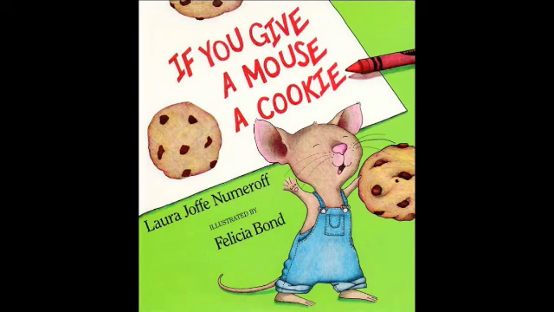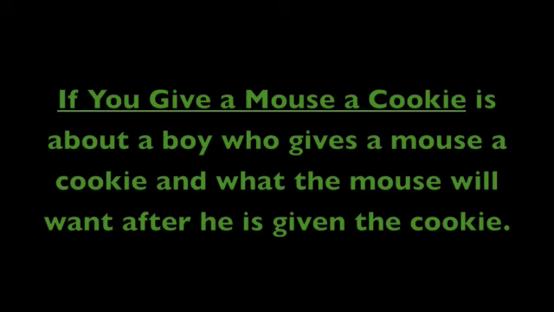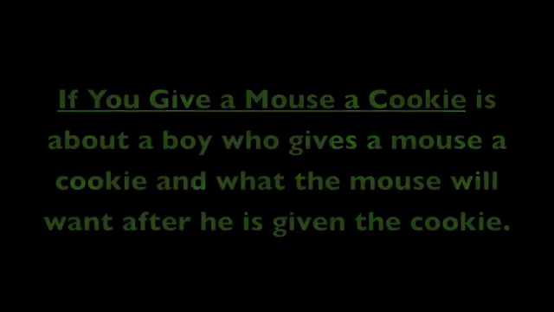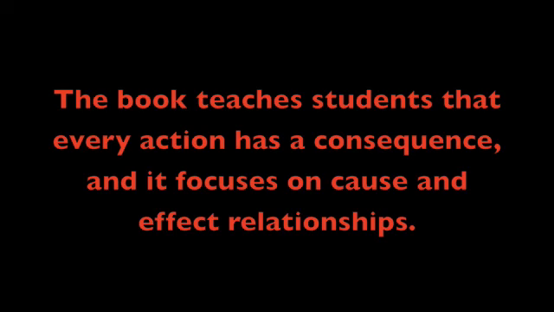The book, If You Give a Mouse a Cookie, is a great example of cause and effect situations. If You Give a Mouse a Cookie is about a boy who gives a mouse a cookie and what the mouse will want after he is given this cookie. The book teaches students that every action has a consequence, and it focuses on cause and effect relationship. Here are a few examples from the book.